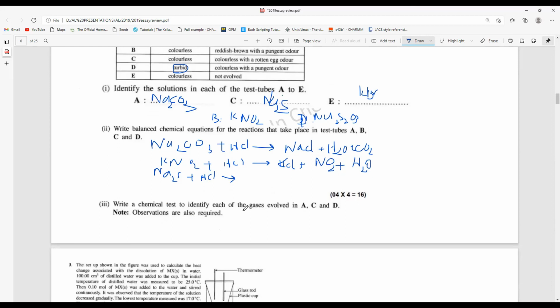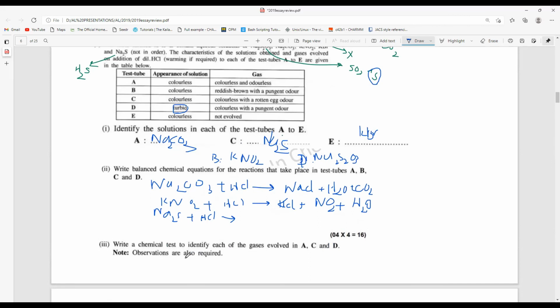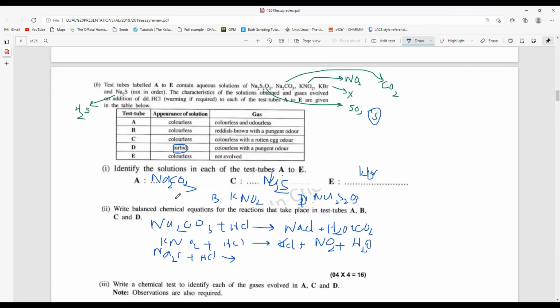Write a chemical test to identify each of the gases involved in A, C, and D. Observations are also required. So what is A here? Carbon dioxide. So you can send it through lime water, so calcium hydroxide. You will see a milky color formation for A.